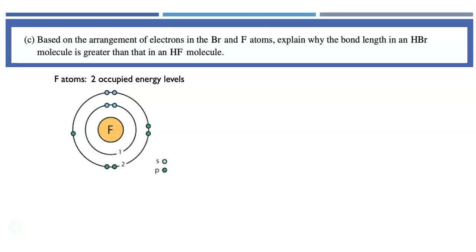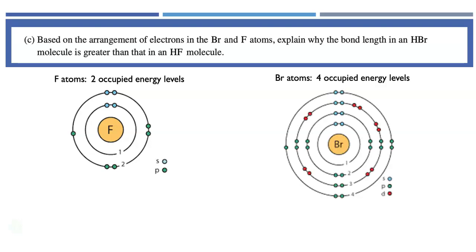So for fluorine, there are 2 occupied energy levels: energy level 1 and energy level 2. For bromine atoms, there are 4 occupied energy levels: energy level 1, energy level 2, energy level 3, and energy level 4. We see this in the periodic table. Fluorine's in period 2, bromine's in period 4. That tells us the highest occupied energy level.